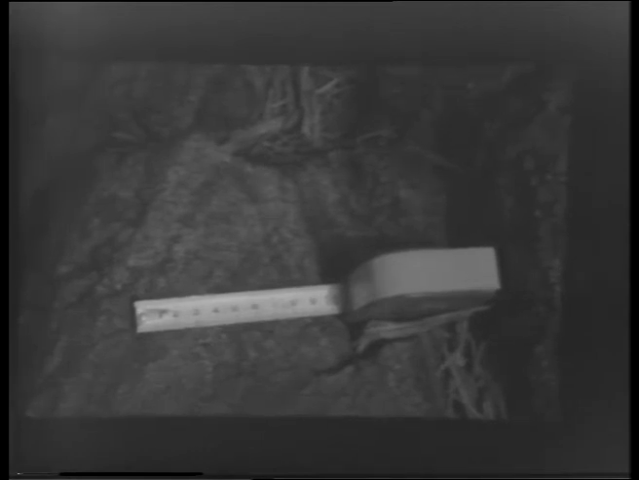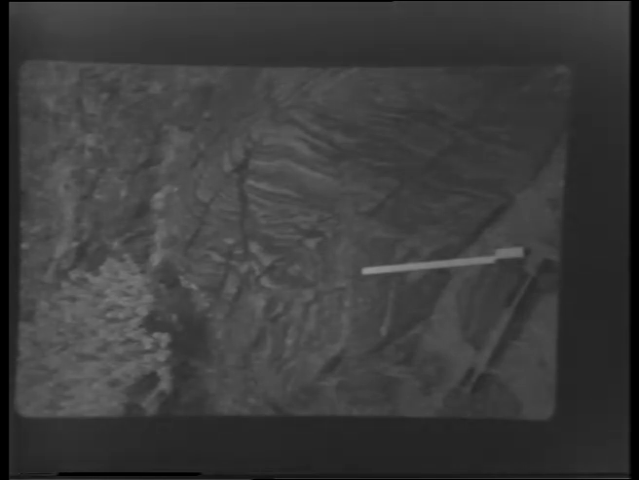This is an example of a banded iron formation, just to show the scale of some of the bandings. The next slide shows it again on a slightly larger scale, and so on and so forth. You can get up to quite large scale banding in these environments.